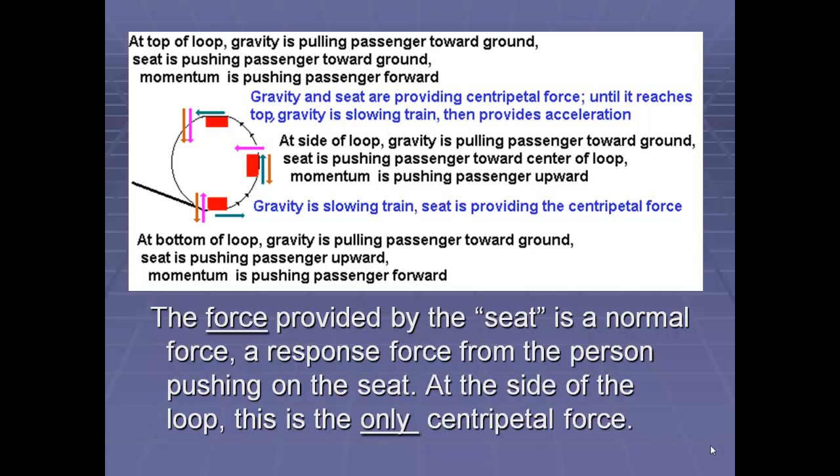At the top of the loop, we're going to have two different centripetal forces. Gravity, in this case, is acting toward the center of the loop, so it acts as a centripetal force. We also could have the normal force pushing downward as well, assuming that the people on the ride are going fast enough that they're pushing against their seats at the top of the loop.